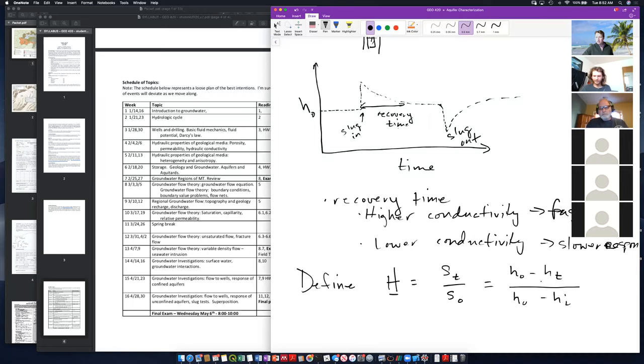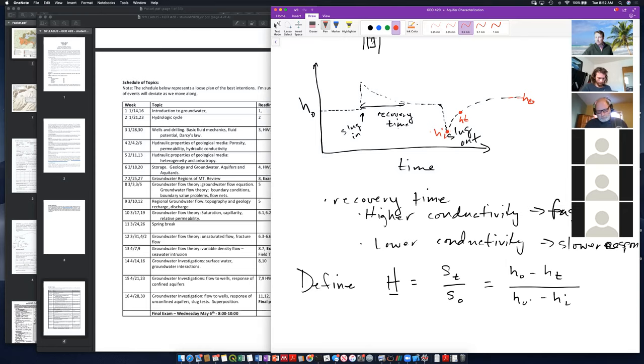All right, so this is the head, my sort of long-term average head minus my head at some time. So let's pick a time. We'll just pick some time here. So this is my head at HT. This is H naught, my sort of long-term average head. This is my initial displacement, H sub I.